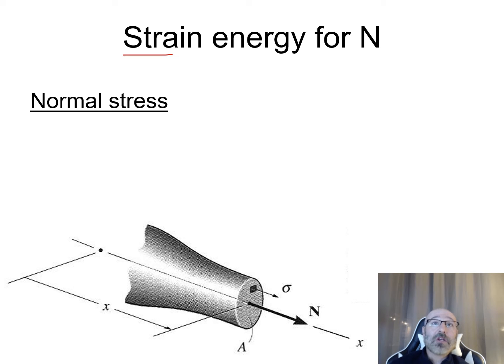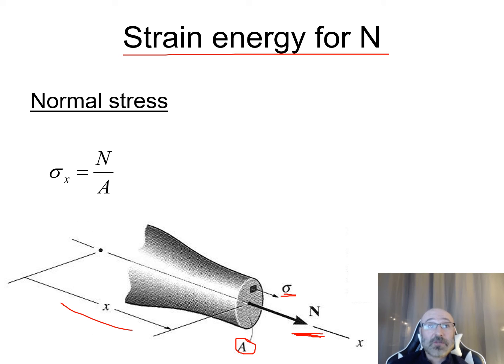If we want to take a look at our strain energy for N, let's relate this back to our normal stress. If we recall what we have down here in our diagram for normal stress, we have our applied axial load N, some cross-sectional area A, some distance away, and here's our stress at that element, that distance away in our x direction. So we have this relationship that sigma sub x, our stress at this point x along our x-axis, is equal to the applied normal load divided by the cross-sectional area A at that point. So how does this relate to strain energy?